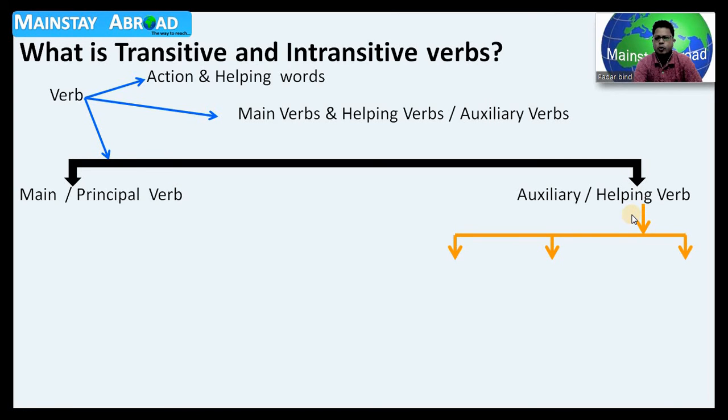Here, if you notice, this auxiliary or helping verb is divided into three sections: primary, modal and marginal. As you know, in the primary section we have be verb, have verb, do verb. In modal we have will, would, shall, should, can, could, may, might, then ought to, have to, had to, had better, right? And must. Marginal is a semi-modal part, which is used to, need and dare.